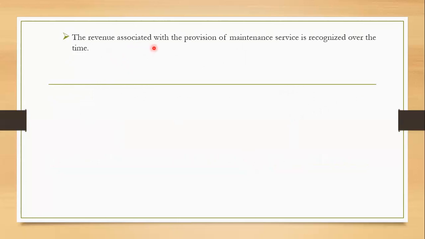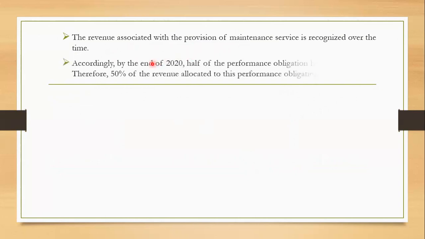The revenue associated with the provision of maintenance service is recognized over the time. It's a service. Please understand, revenue associated with service are recognized over the time. Accordingly, by the end of 2020, half of the performance obligation has been fulfilled. Therefore, 50% of the revenue allocated to this performance obligation is recognized.